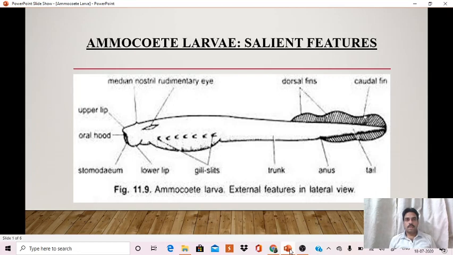Hello everyone. Today we will discuss about ammocoete larva of Petromyzon.